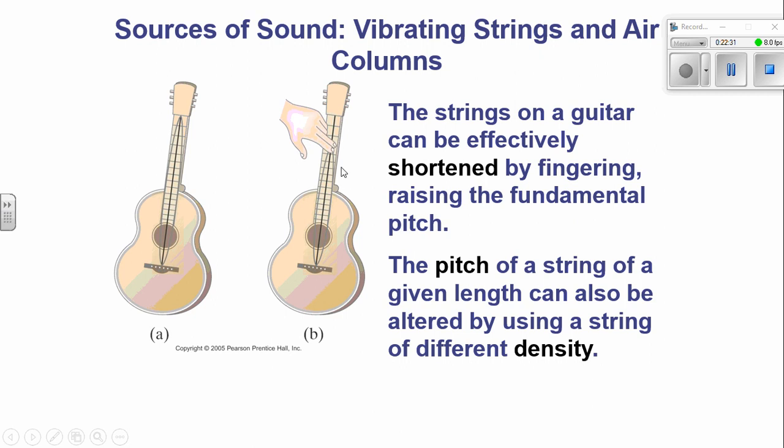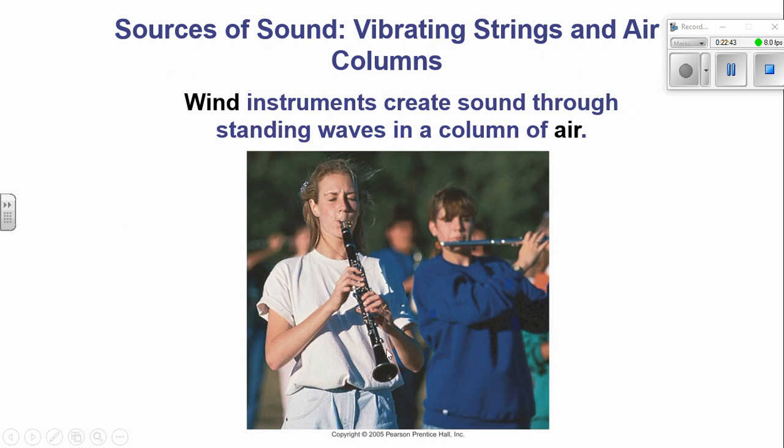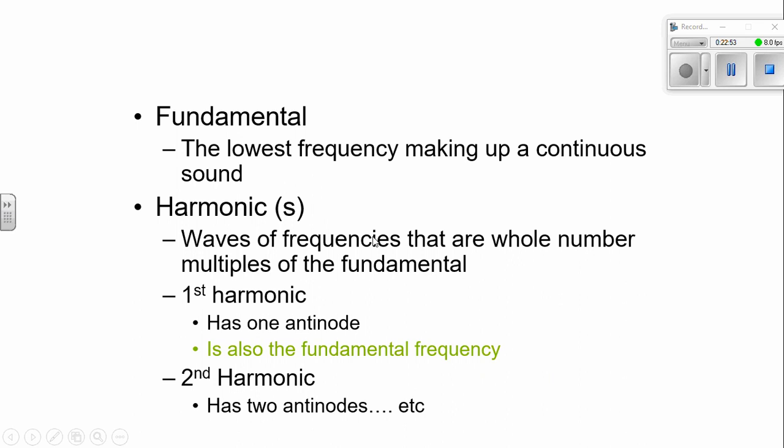With the strings of a guitar, you can shorten the string effectively, and it's going to increase the pitch. The velocity of the wave isn't going to change, but the pitch will change because you're shortening the wavelength and increasing the frequency. With wind instruments, you have an open end and a closed end, and it produces a special type of wave. So we'll take a look at that in a second.